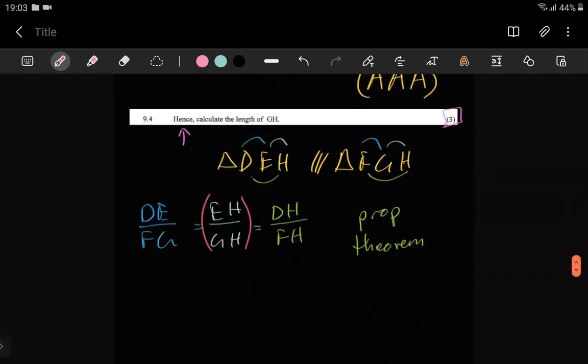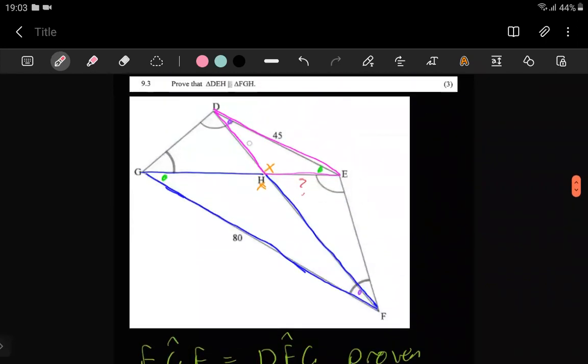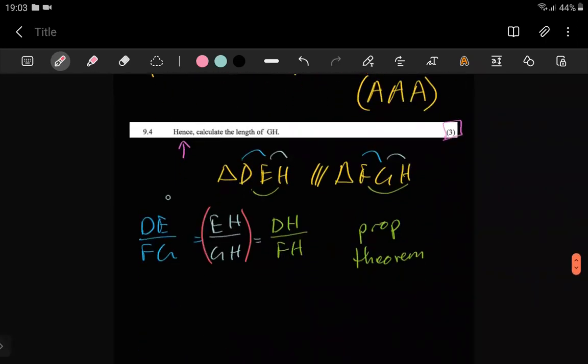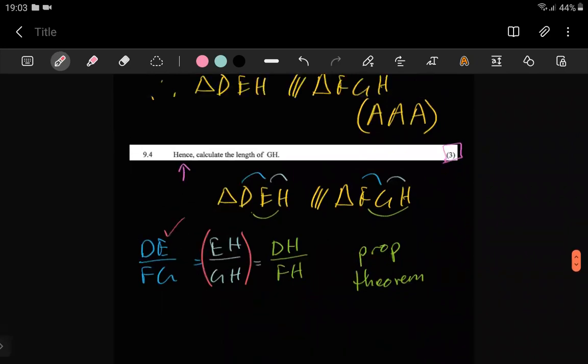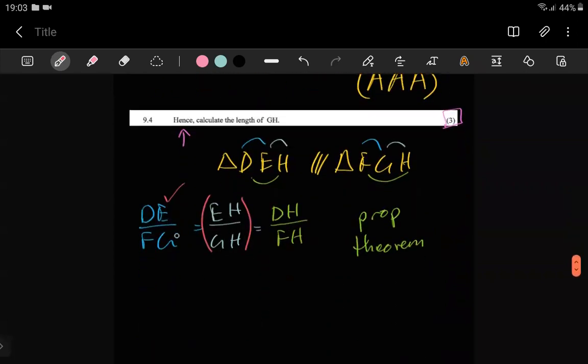Let's see what else we can use here. Amongst these, let's look at what we may have. Do we have DE? Yes, DE is something we have. FG, do we have FG? Yes, we definitely have FG. So we might as well just use these two.